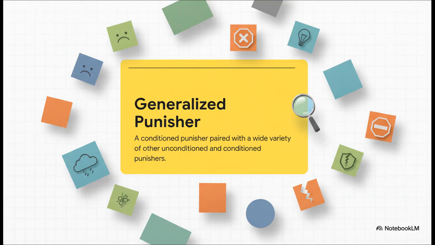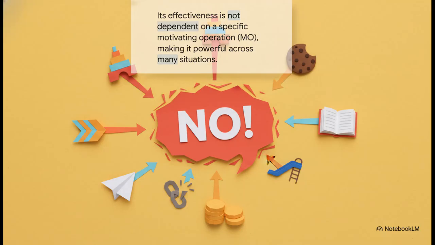So what makes it generalized? Well, it's a conditioned punisher. But instead of being paired with just one other punisher, it has been paired with many different kinds of punishers, both unconditioned and conditioned, across all sorts of situations. And here's why that's so important. Its effectiveness is incredibly consistent.